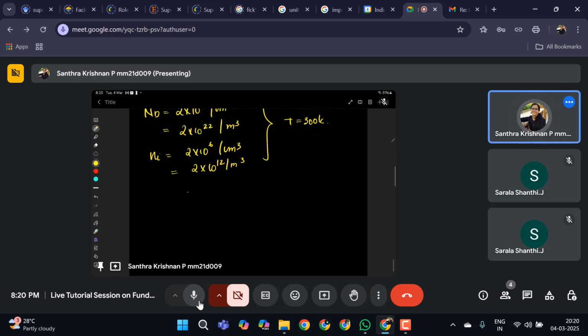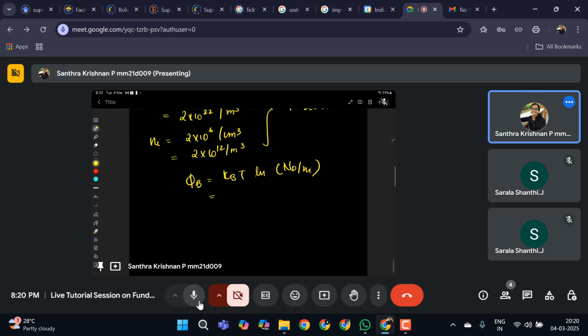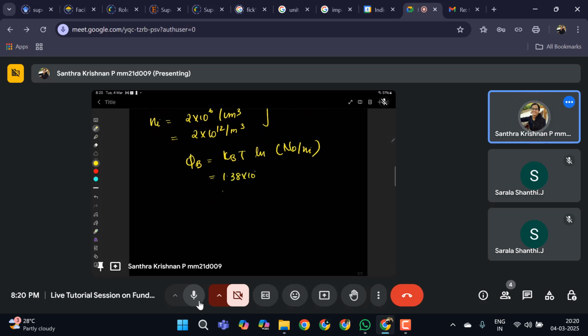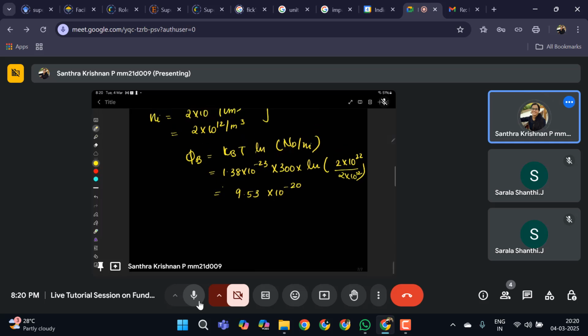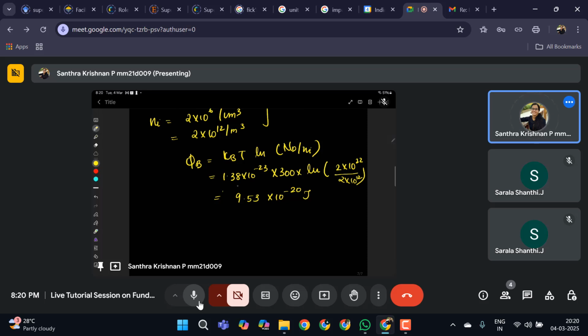Right. First we have to find phi b. So that will be kB into T ln Nd by ni. So on substituting, what we will get: 1.38 into 10 power minus 23 into 300 into ln of 2 into 10 power 22 by 2 into 10 power 12. So this becomes equal to approximately 9.53 into 10 power minus 20. This is in joules, since we are substituting Boltzmann's constant here. We have to convert it into electron volts. It becomes approximately equal to 0.6 electron volt.